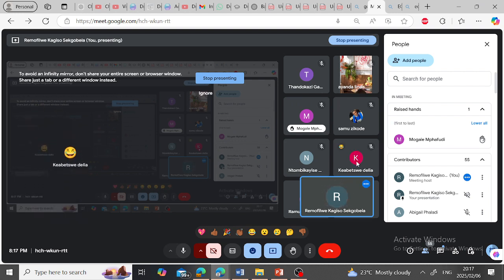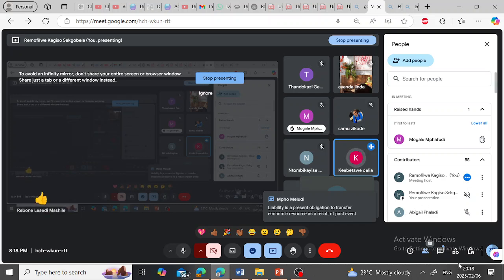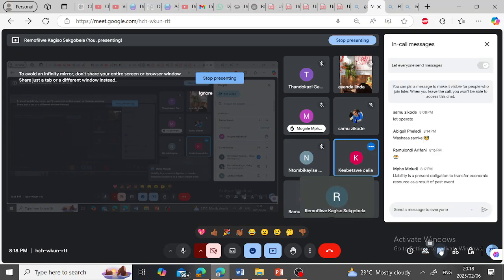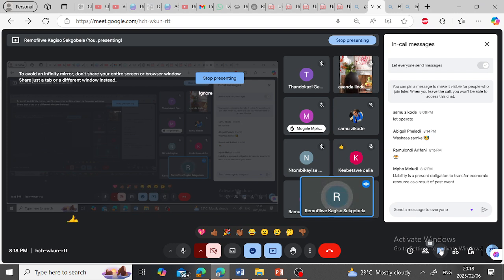A liability, guys, is a present obligation. Write this down. It's a present obligation to transfer an economic resource as a result of a past event. Must I repeat? Sir, please type it in the chat. So Umpo's already smart. Round of applause for you. You already typed it. So a liability is a present obligation to transfer economic resources as a result of a past event. What is an obligation?